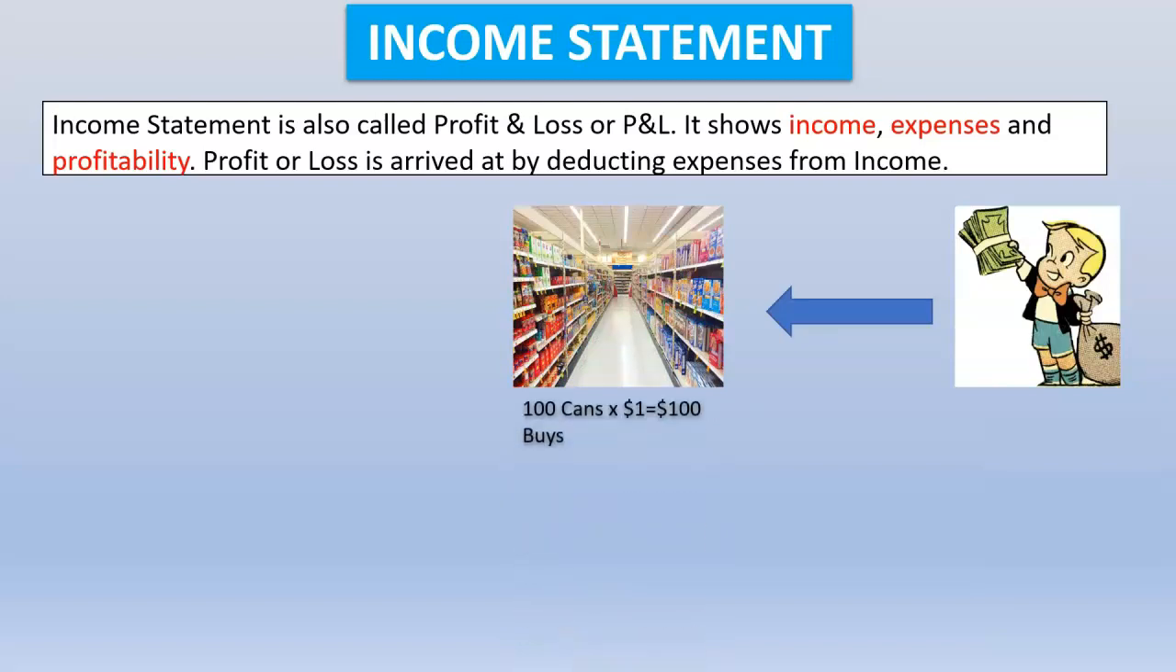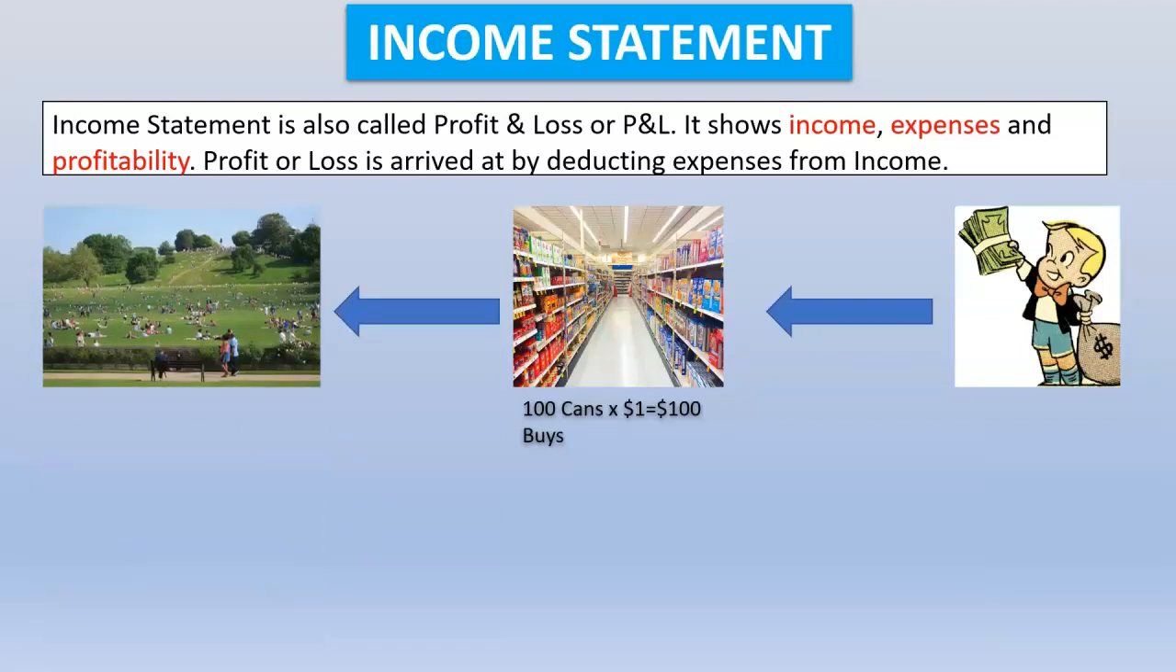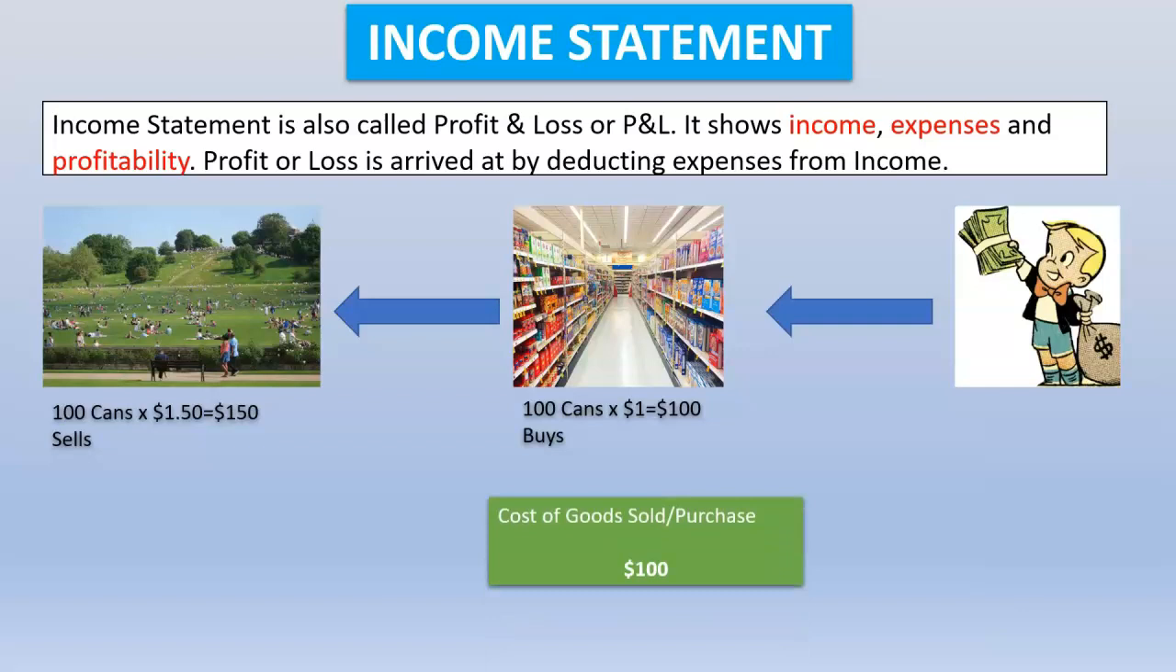100 cans of soda at the rate of $1 each, which means he spends $100. He sells these soda cans to the visitors at the park for $1.5 each. By nightfall, he sells all 100 cans, grabbing total cash of $150. This means the cans cost him $100, which we call cost of goods sold or cost of goods purchased, but he made a sale of $150, which gave him a net income of $50.